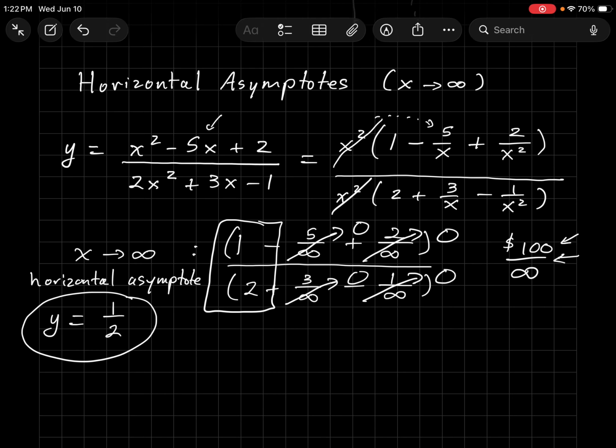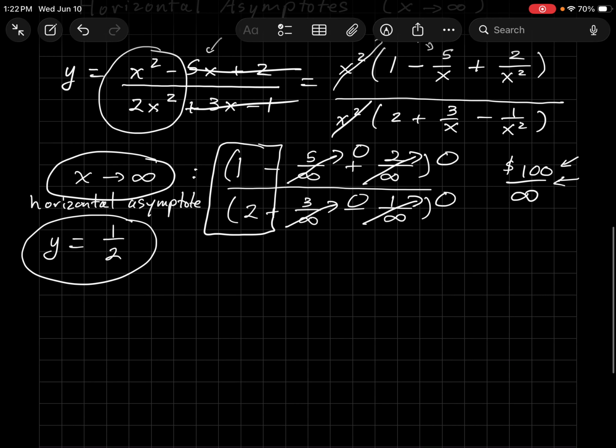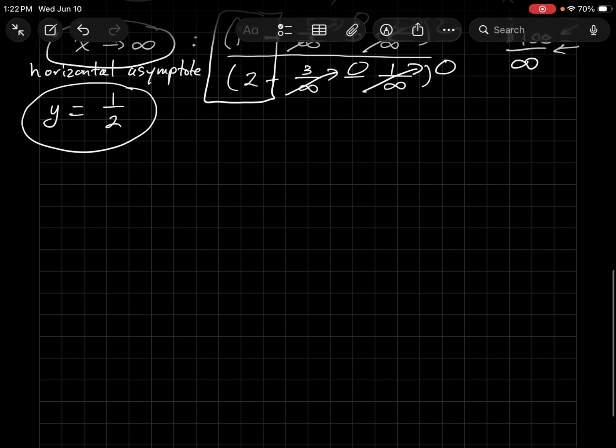Now, what is the shortcut? Well, the shortcut is that the only thing that matters at infinity are the highest powers. I didn't care about any of that stuff in the end. So when I'm doing horizontal asymptotes, all I look at are the highest powers. That is, in infinity, only the highest powers matter.